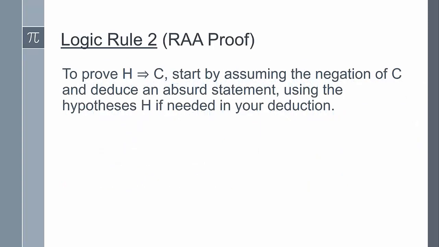So to summarize, we're going to call this logic rule 2, RAA proof. To prove H implies C, start by assuming the negation of C and deduce an absurd statement. To do that, we need to use the hypothesis H if necessary in your deduction. Once we get an absurd statement, then it follows that C must be valid.